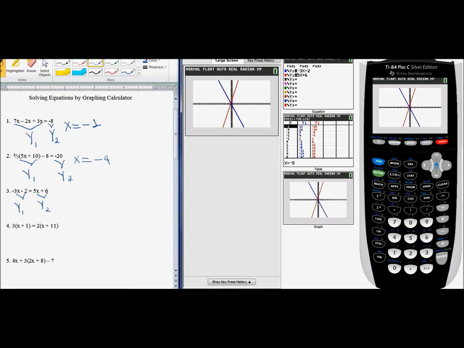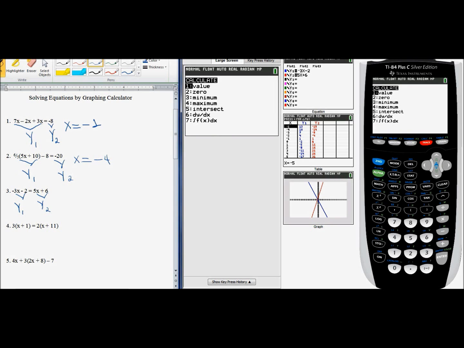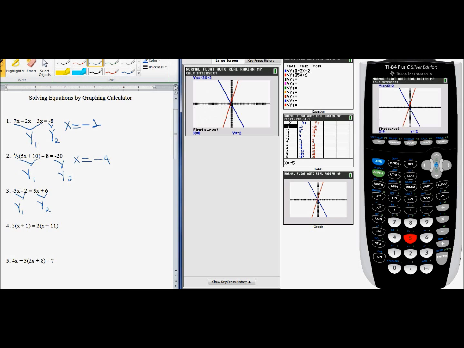This time I can see everything. So if I can see the two graphs, I can get the solution. So I hit second, trace. Once again, I want the intersection, so that's number 5. It asks me the 3 questions. First curve, enter. Second curve, enter. Guess, enter. And it gives me that x is -1. So the solution for this one is x is equal to -1.